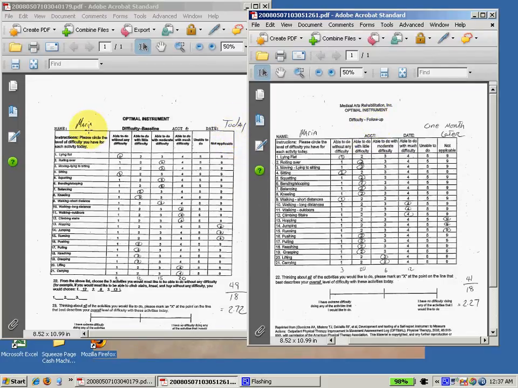Today's date, Maria is her name. Maria's gone through and filled this out. She's received very little coaching or help from her physical therapist. This is a difficulty scale. It does not assess pain.